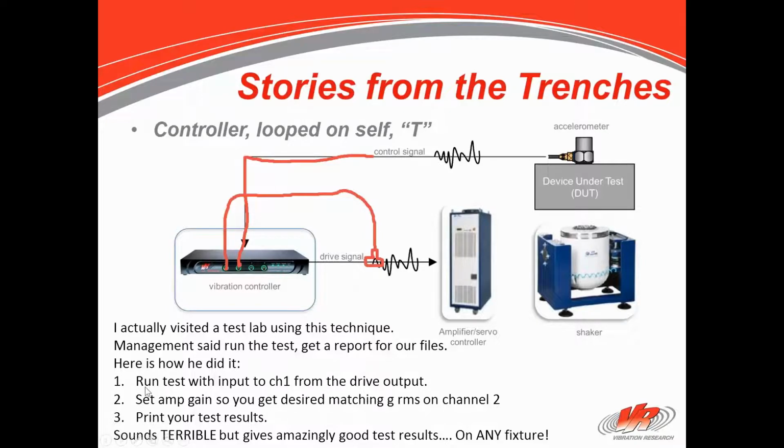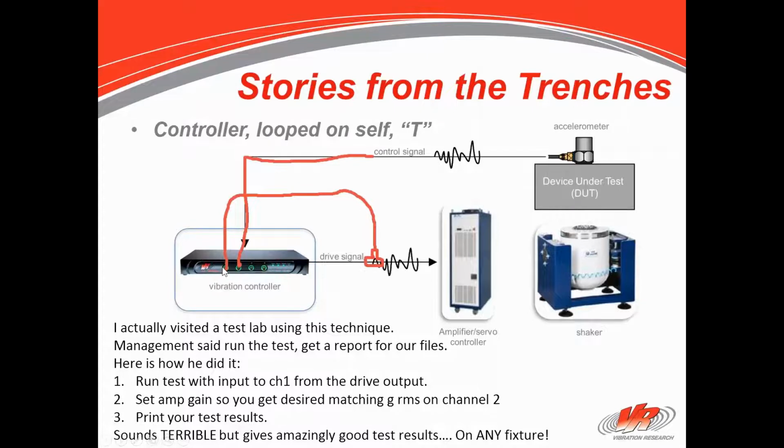What he did, this operator, management told him, we got to get this test run. You need to produce the test report. Stay late, stay tonight, do what you got to do. We got to ship this product. So what he did is he put a T in the drive signal, and he took the drive signal and he fed it back to channel 1. And of course the controller is going to control on channel 1, so it's going to produce, this was a random test, it's going to produce a random signal which matches exactly the profile from the drive.